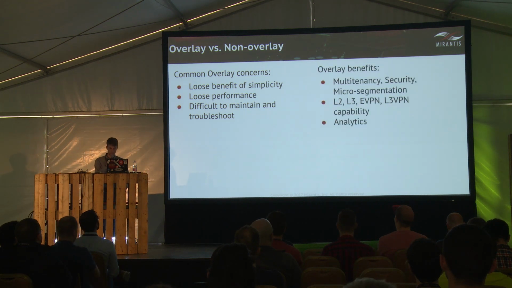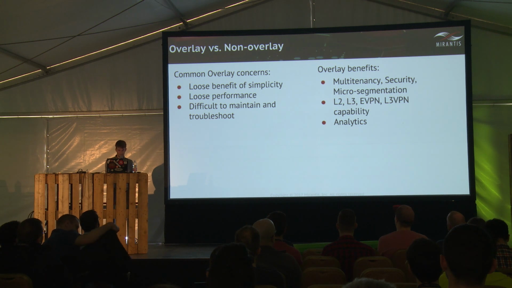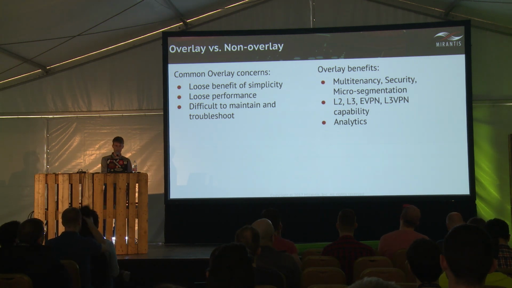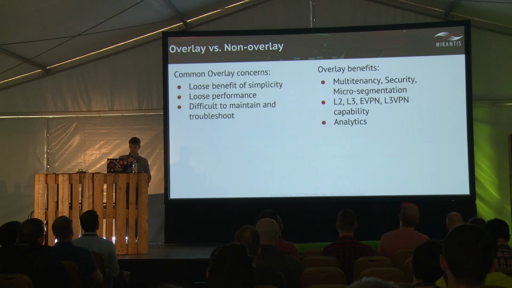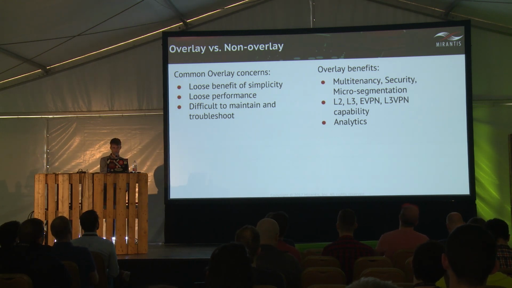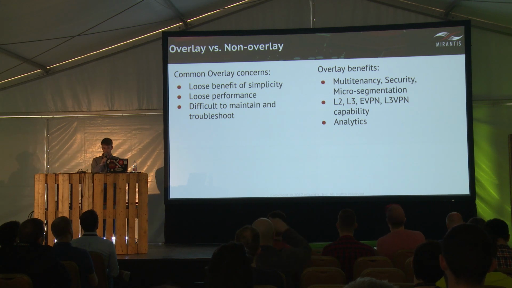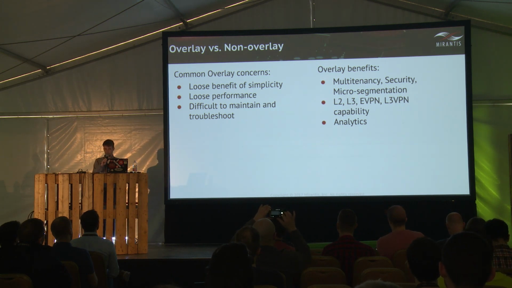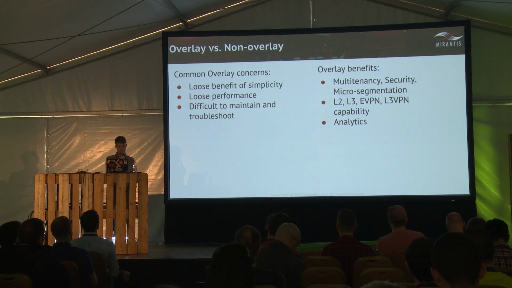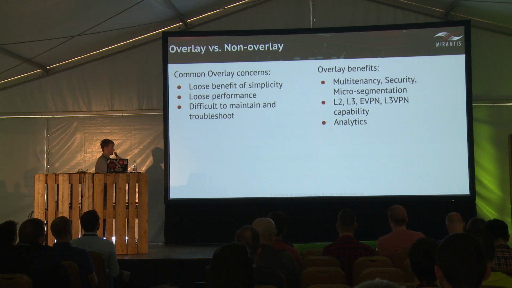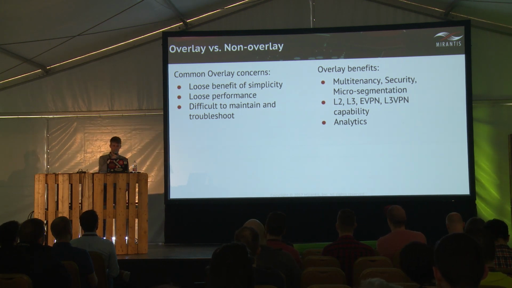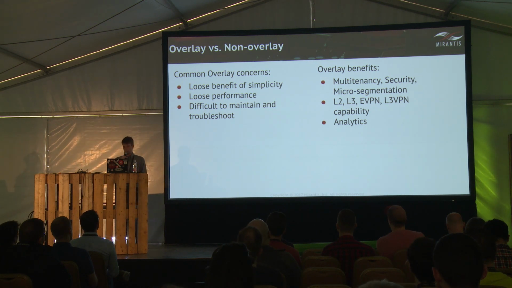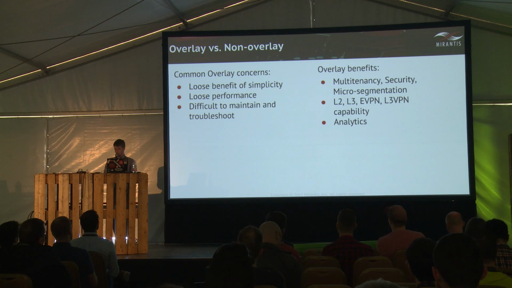And of course, there are some benefits, which are usually the reasons why people choose overlay networking, if they need multi-tenancy, some security, or micro-segmentation. If you don't have overlay, it's much harder to provide these features. You can have a layer 2 connection between your pods. You can have layer 3 or different kinds of VPNs. And one feature which is usually required for a production environment is analytics. So companies are running, for example, OpenContrail, and they like the analytics features, and they want to use them in their containers as well.